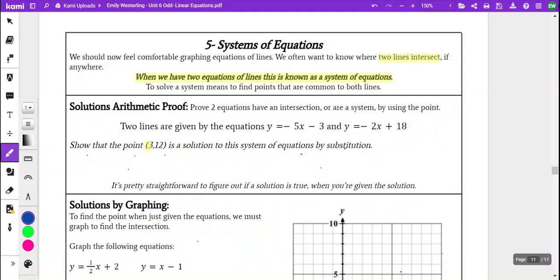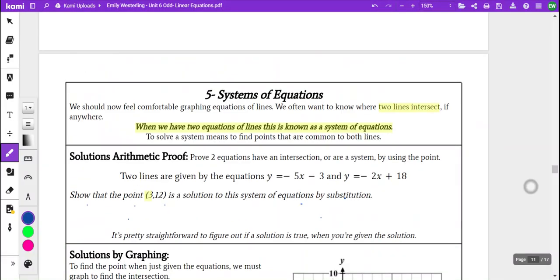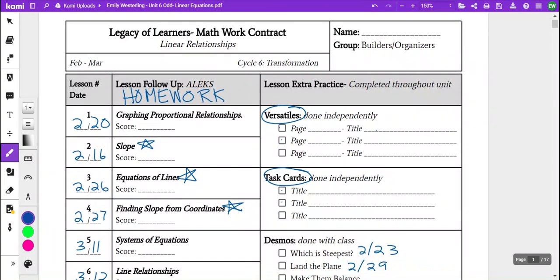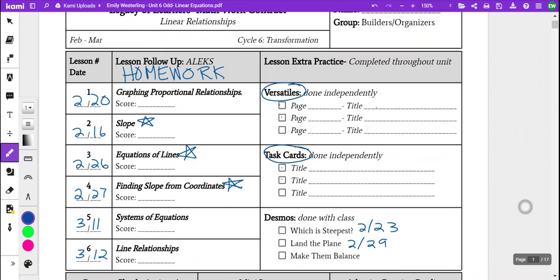Good afternoon, 8th grade. You should be in your math notes. I would like you to take a look at the first page on your contract. If you're not there, please pause the video and get there.